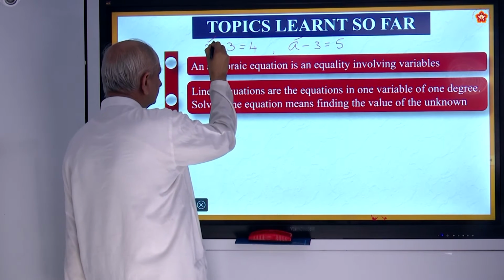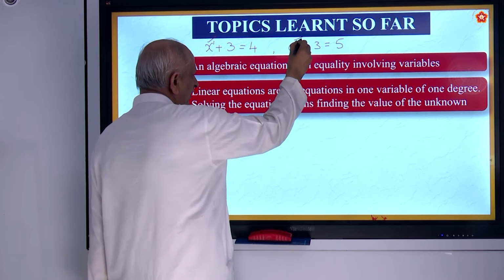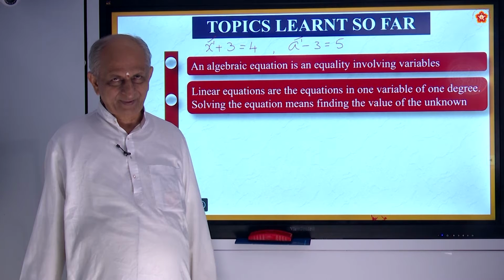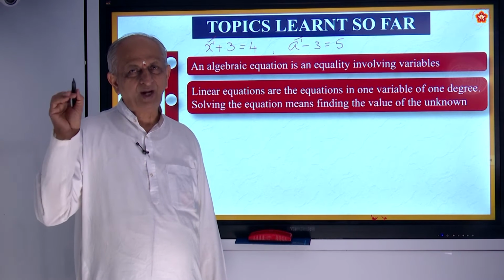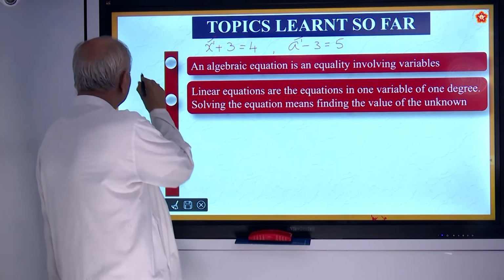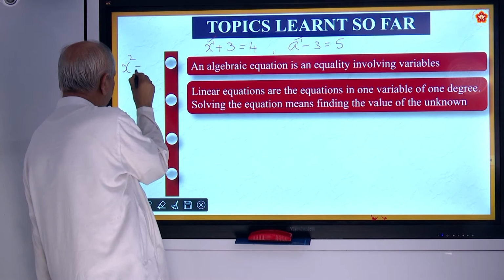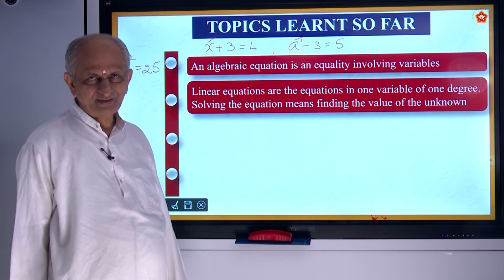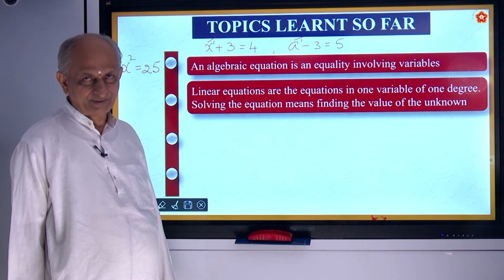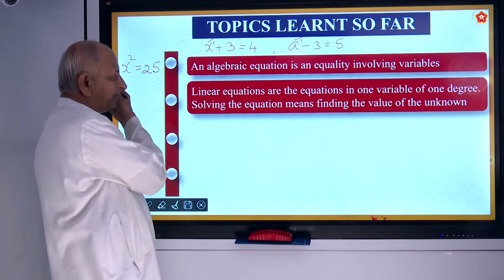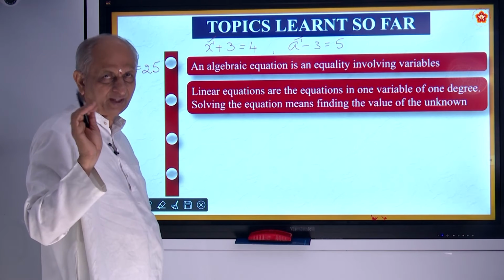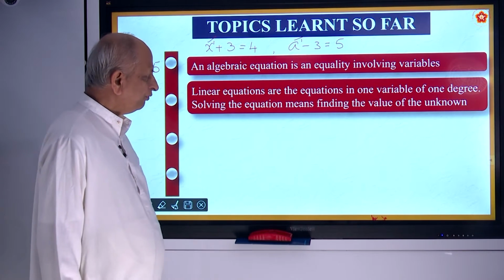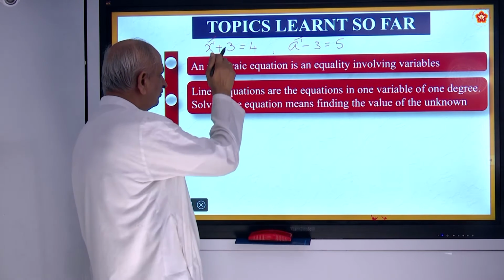This is called degree. It is not written here, x to the power of 1, a to the power of 1, etc. Then you may ask, suppose there is 2 degree, what will happen? Then we call it a quadratic equation. Suppose you write x squared is equal to 25. Here the degree is 2, correct? We call it a quadratic equation, one unknown with 2 degree. Now we are not referring to that. Our concentration is only on linear equations of one variable of 1 degree.